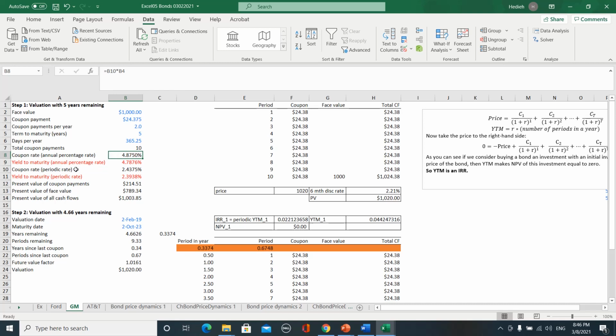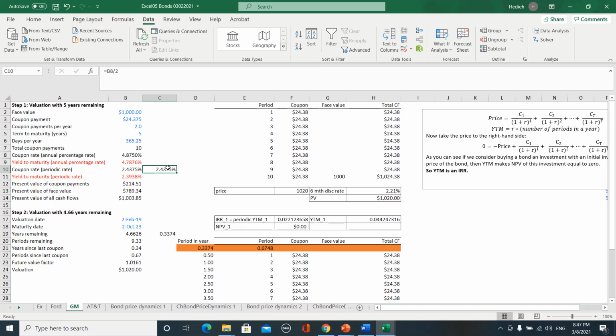So you should find your periodic coupon rate. How do you find that? You divide your annual coupon rate by the number of periods that you have in a year. You have 2 6-month periods in a year, so divide by 2. So 2.43% is the coupon rate for a 6-month period.